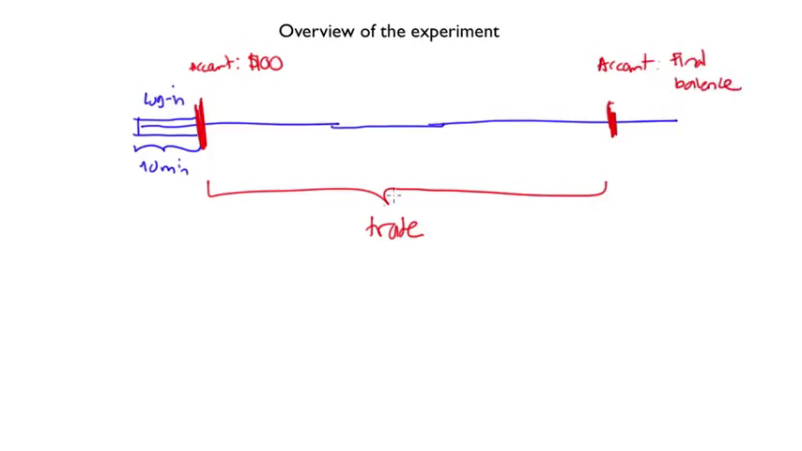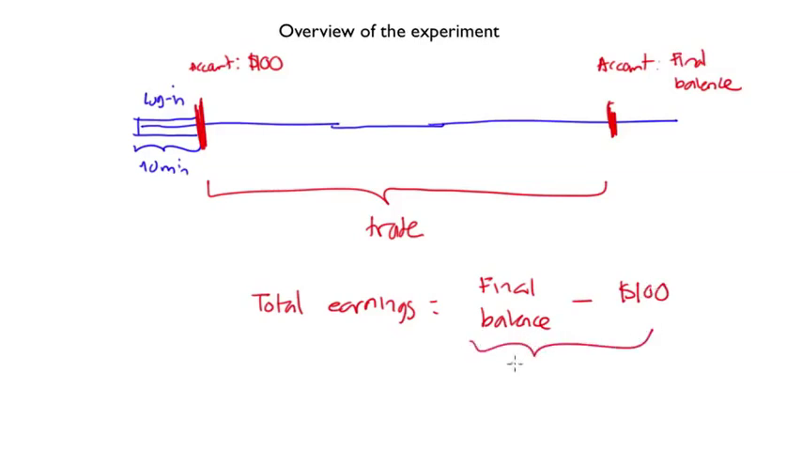You add to that balance either by making good trades or subtract by making bad trades. At the end of that time, your total earnings for the experiment are going to be given by your final balance minus the balance that you started with, which is the $100. You can think of this as the profits that you made during the trading.